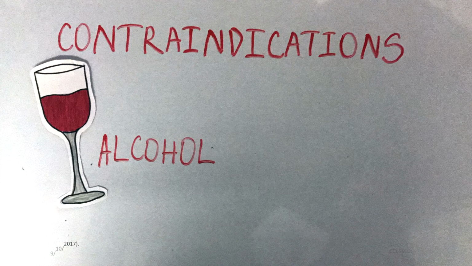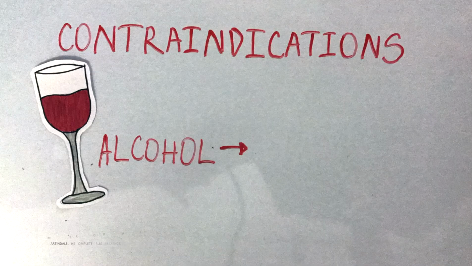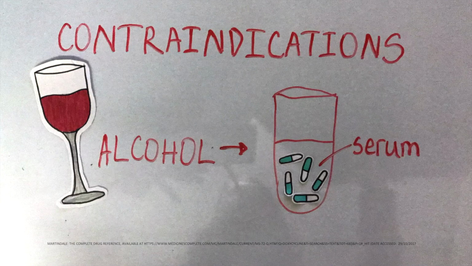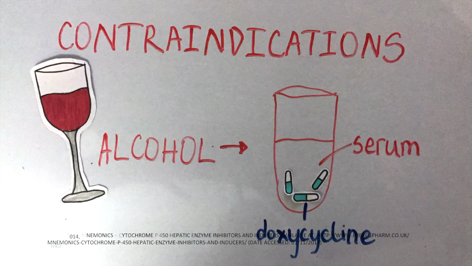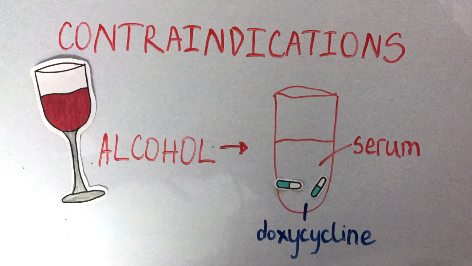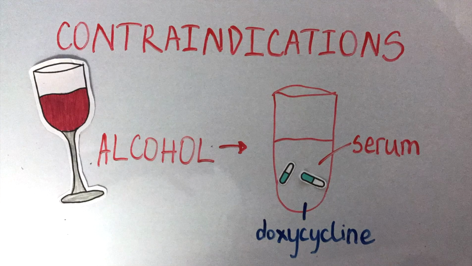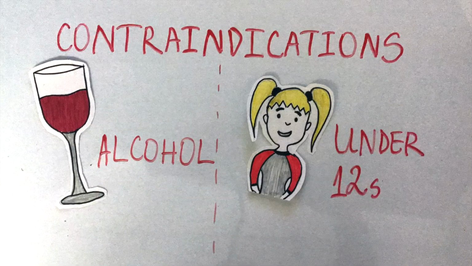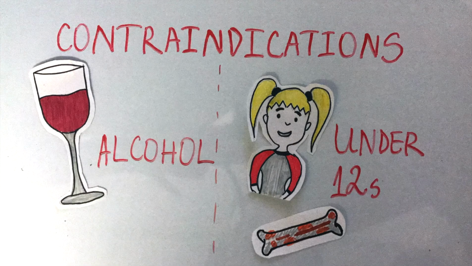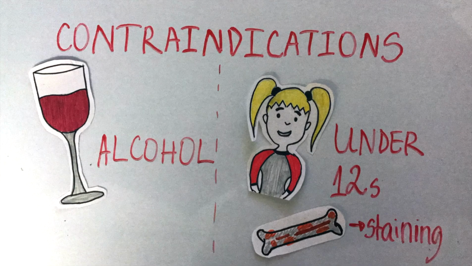This drug also has some contraindications, just like most of the drugs on the market. One of the biggest contraindications is alcohol dependence. As alcohol has an enzyme-inducing effect, it mainly affects drug metabolism. This means the doxycycline will be metabolized quicker, thus reducing serum levels of the drug. The other main contraindication is children under 12 years of age, as doxycycline gets deposited in growing bone and teeth by binding to calcium, causing staining and occasionally dental hypoplasia.